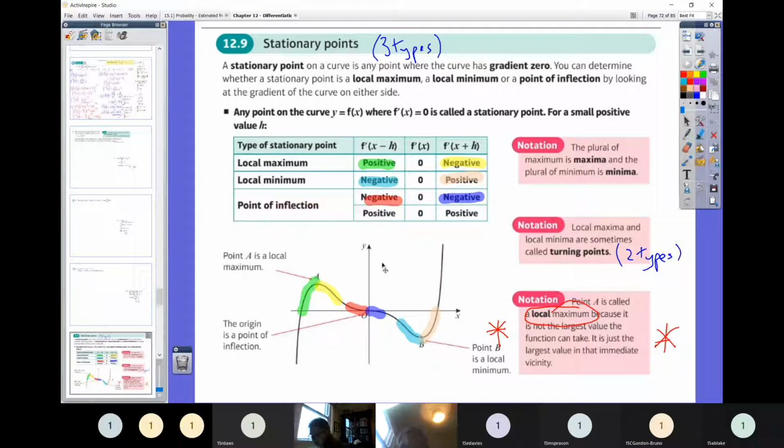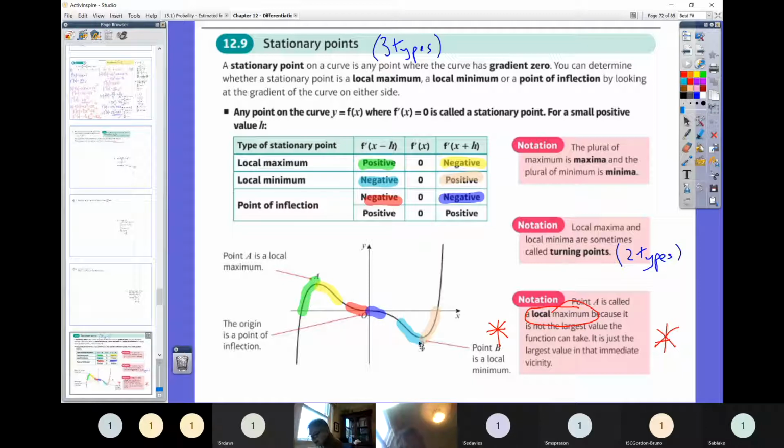Now, a point of inflection could be going downwards or upwards, but it's going both downwards to the left and downwards to the right, or perhaps upwards to the left and upwards to the right. As you can see, all that's changing is the rate of change. We're going downwards, but at a decreasing rate until the origin, and then to the right, we're still going downwards, but at an increasing rate. So that's really gathering our thoughts on what's going on for the three types of stationary points in terms of the gradients.